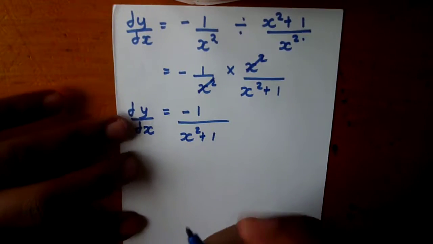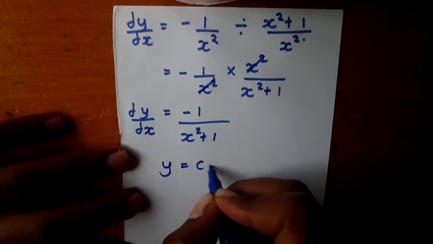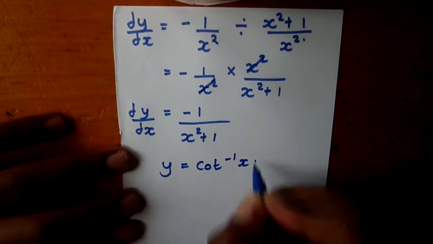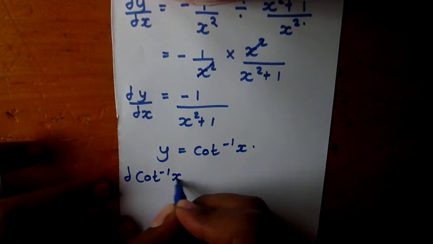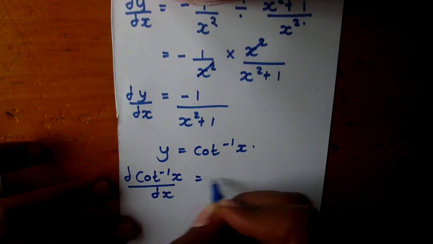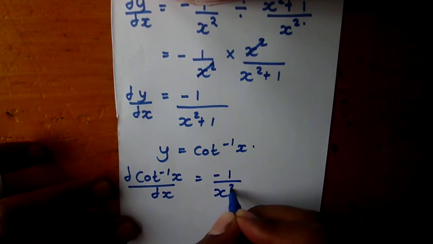And remember, we had equated y to be cot inverse x. So the derivative of cot inverse x with respect to x is negative 1 all over x squared plus 1.